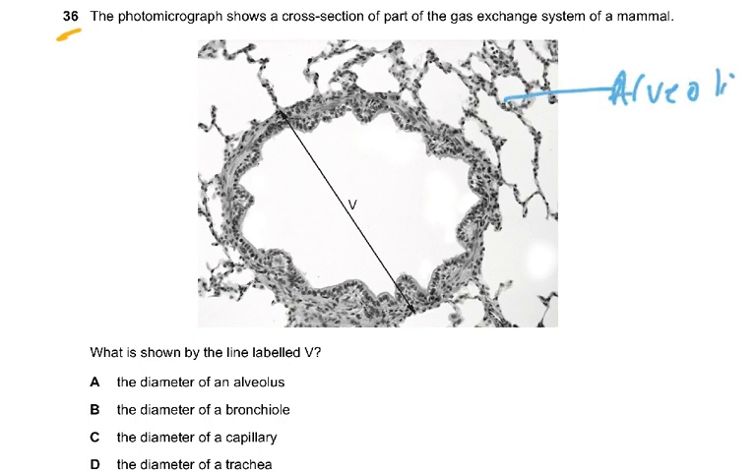So you must know this. This is actually in your syllabus, the photomicrograph of alveoli of the gas exchange system. So that is why the answer to this was B, the diameter of a bronchiole.